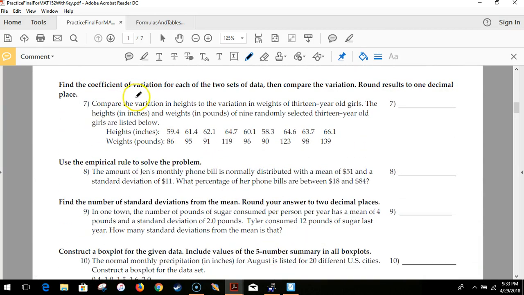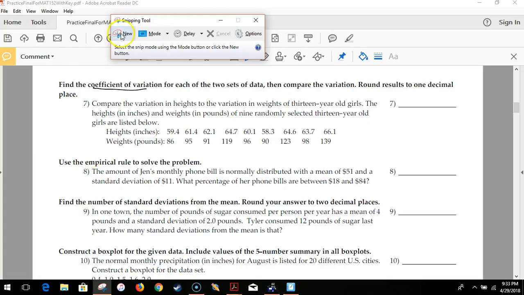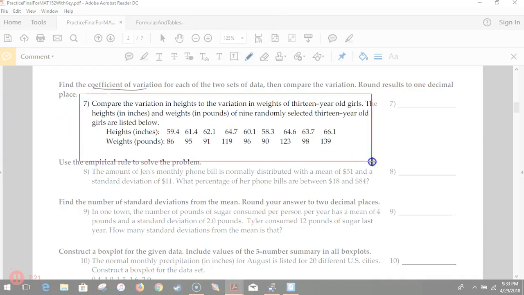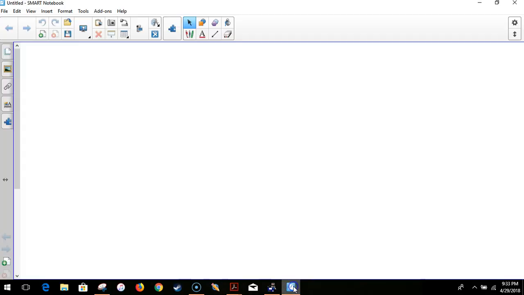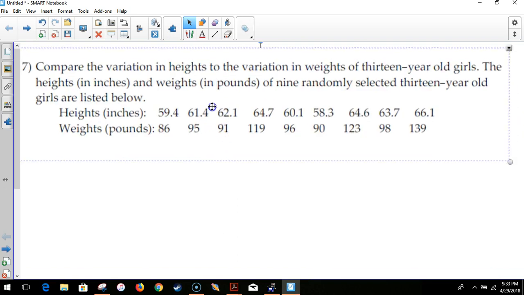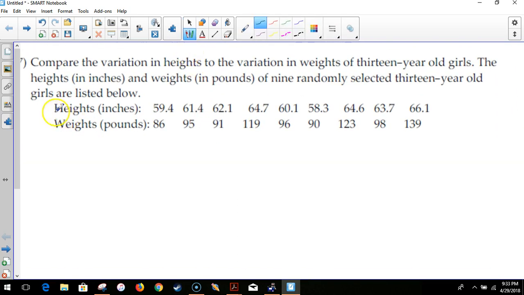Number 7, coefficient of variation. I have 2 sets. I got heights and weights of teenage girls, and I want to talk about which one varies more. This is actually a pretty long question, so I'm going to bring all this data over to the Smart Notebook so we have a little bit more room. I am going to put heights in L1 and weights in L2.